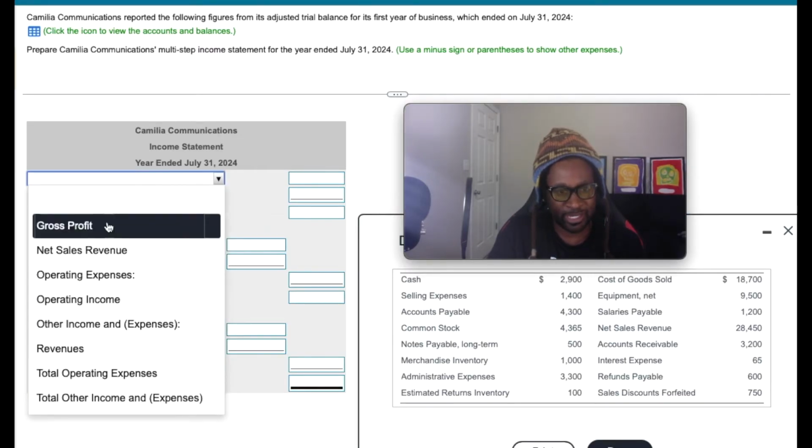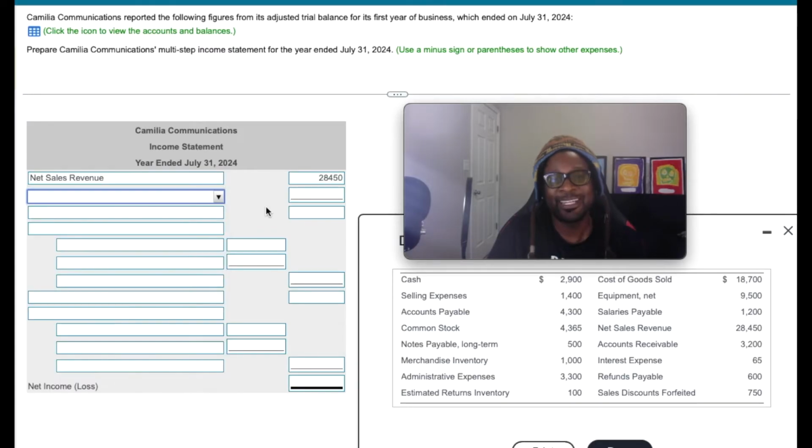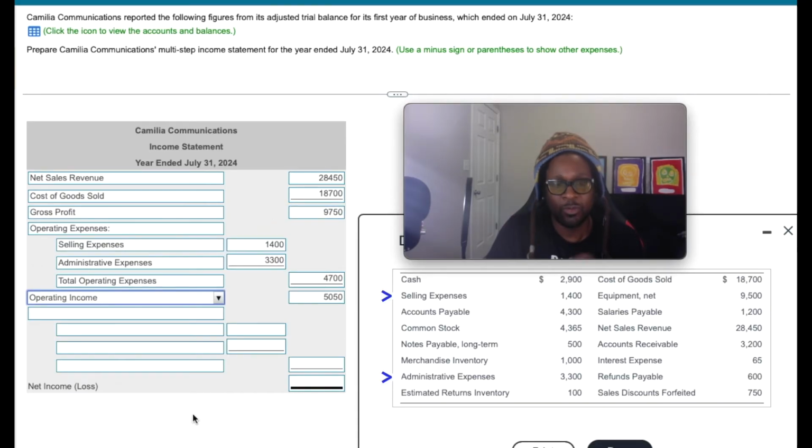So first at bat is going to be our sales revenue. Next we're going to subtract our cost of goods sold to calculate our gross profit. As we can see, we have a gross profit as of right now of $9,750. We then will add up our operating expenses, then subtract it from gross profit to get our operating income. We saw that we had two operating expenses of selling and administrative, so we're going to report those. When we subtract our total operating expenses of $4,700 from our gross profit of $9,750, we get an operating income of $5,050.